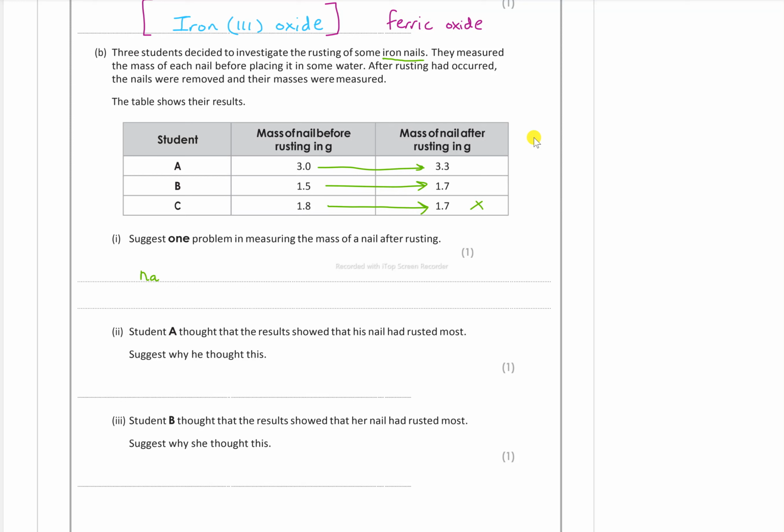Just one problem in measuring the mass of a nail after rusting. Because the nail is wet, you might end up measuring the water as well as the oxygen that is gained through rusting. The nail has water on it.